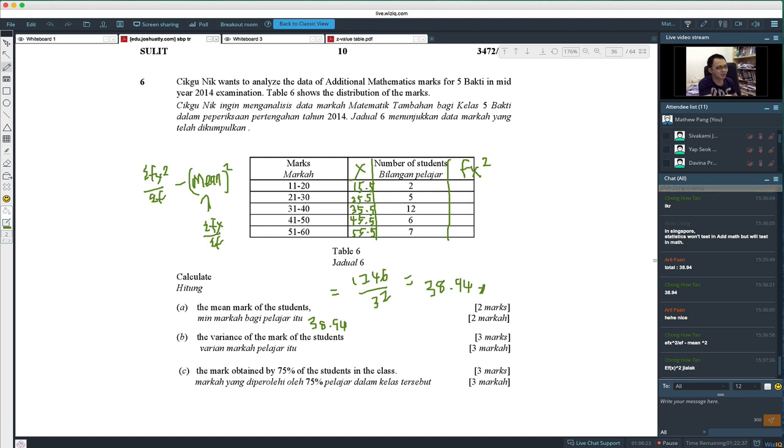So yeah, it's something like 15.5 squared, and then you multiply by 2. Okay, then you have, the number is very big, this is 480.5. Then the next one is the same thing, 25.5, you square it and then you multiply by 5. And the next one is something like 3251.